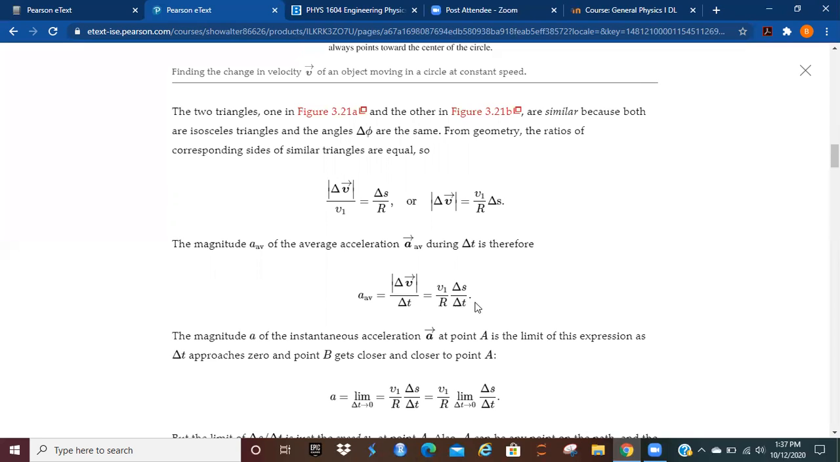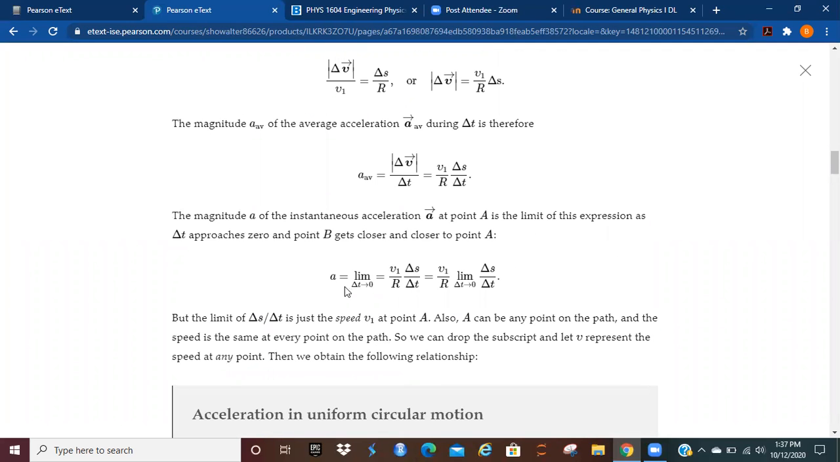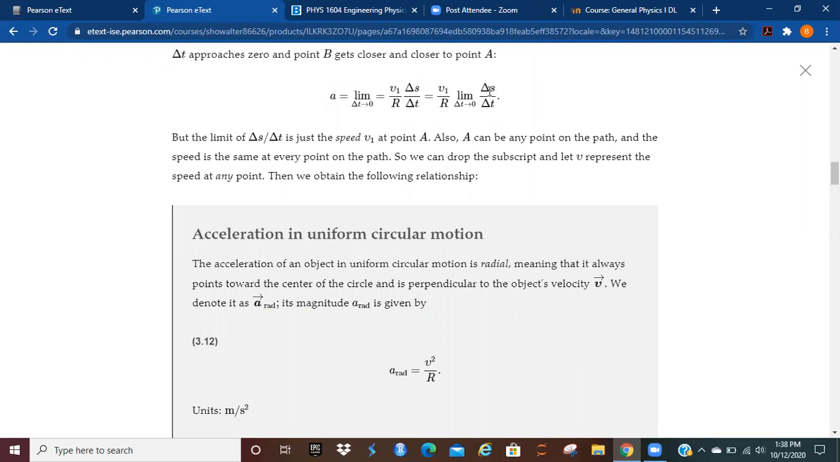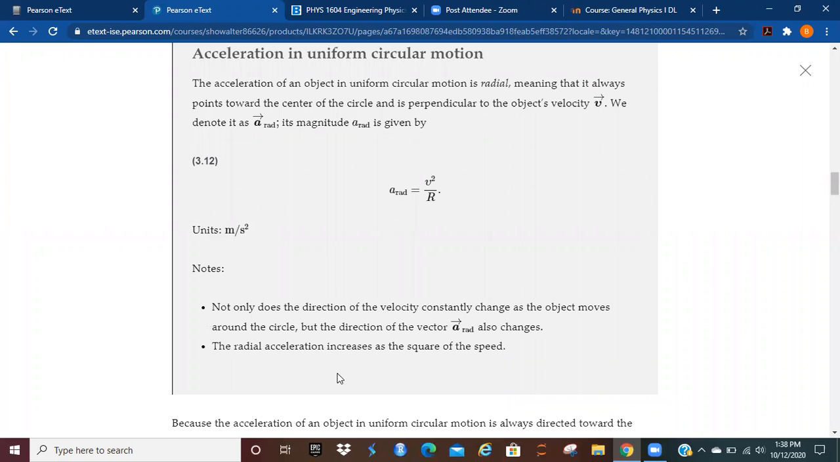We can also take this expression right here, and if we divide it by delta t, this is what we come up with. The magnitude a of the instantaneous acceleration at point A is the limit of that expression, as point B gets closer and closer to point A. This is the result that we end up with: the limit as delta t approaches 0. We have the velocity here, which doesn't change, and we have the r here. This change over delta t is just defined as speed. If we define this as the speed, we can change that to the velocity value, and then we get that the radial acceleration is v squared over r. The magnitude is in meters per second squared.